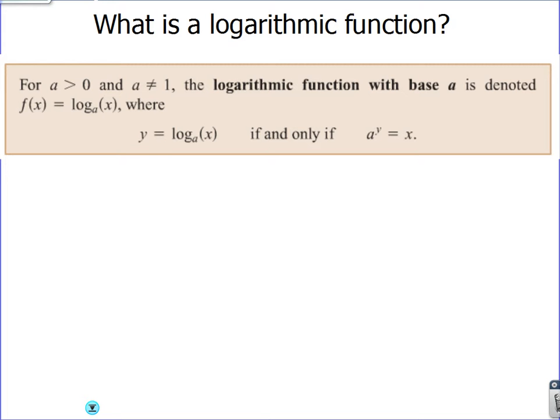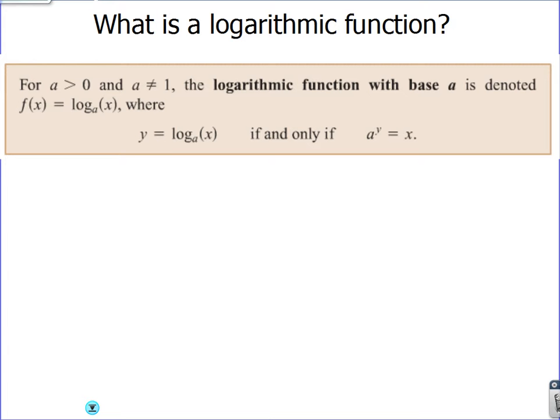Logarithms. The moment we've all been waiting for. What is a logarithm? This is confusing. Let me read it, and I'll prove to you this is confusing. For a is greater than 0 and a is not equal to 1. This reads like a math book. If you want to open up a pre-calculus or calculus book and learn how to do this stuff, this is what you get. For a is greater than 0, and a is not equal to 1, the logarithmic function with base a is denoted by f of x equals log base a of x.